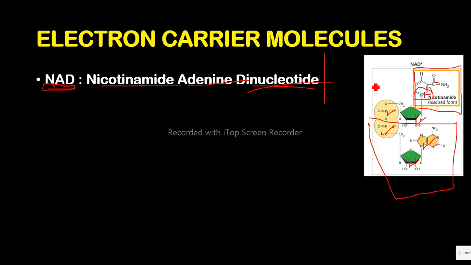So you must have these electron acceptors, these electron carrier molecules, to be the ones to transport these electrons that are at relatively high energy.